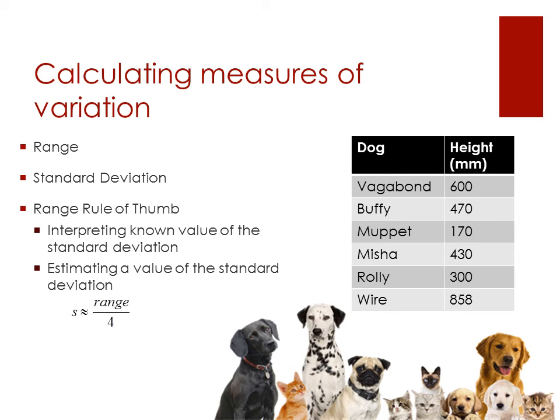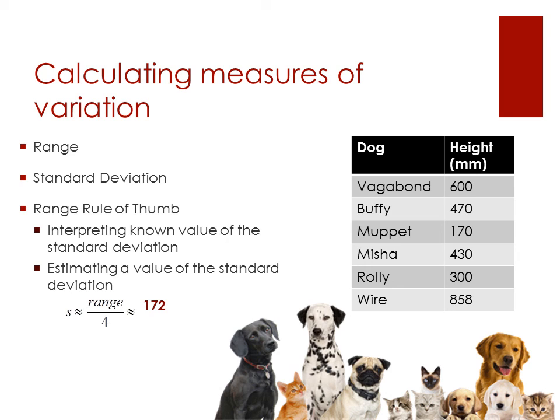So if we take this and plug in the data that we have, we're going to get a range estimate of our standard deviation of 172. Now, in this particular situation, our estimate is pretty far off from our actual standard deviation, so it is not a good estimator to be using.